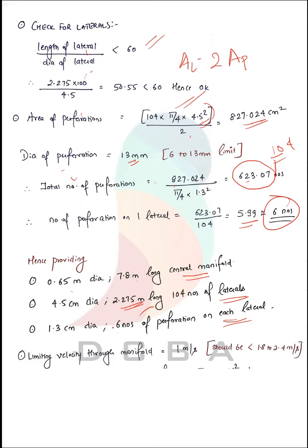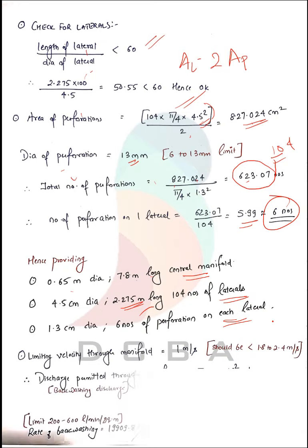One more check that we need to do is the limiting velocity through manifold, which is equal to 1 meter per second. This should be less than 1.8 to 2.4 meters per second.